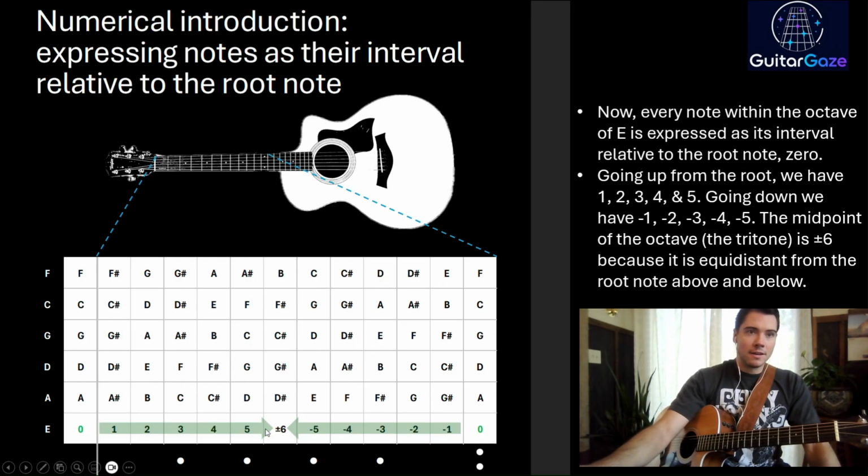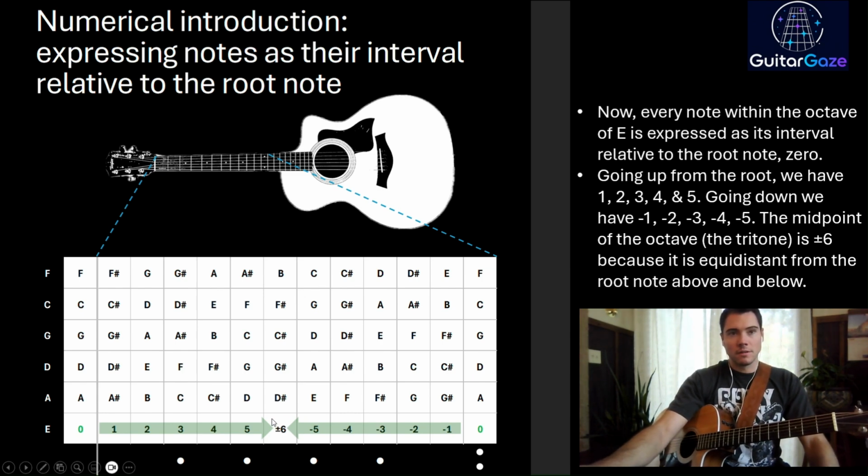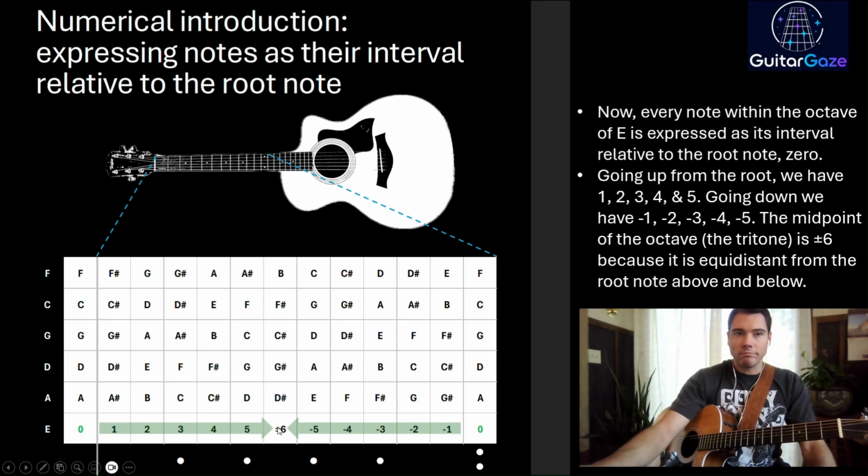And then the center point in between the root note in 2 different octaves is plus or minus 6, because it's equidistant between both root notes. That's called the tritone, but I just think of it as the midpoint in between root notes. It can't be declared positive or negative. It's the middle point, so I just say plus or minus 6. So this is the number assignment that we're going to use. Remember, E is 0, that's the root note. 1, 2, 3, 4, 5, or minus 1, 2, 3, 4, 5, and plus or minus 6.